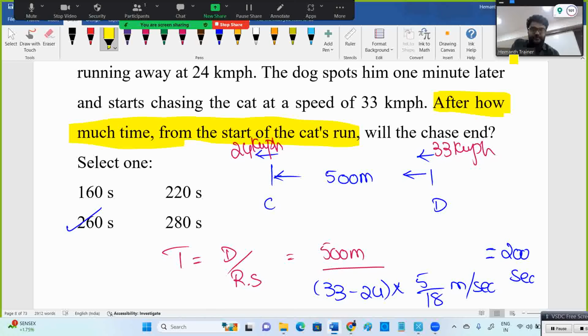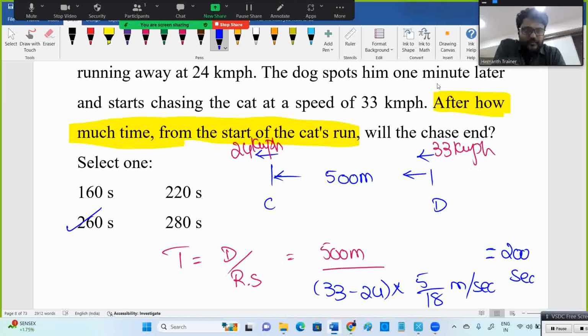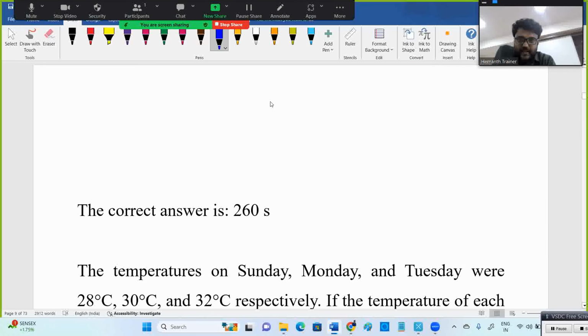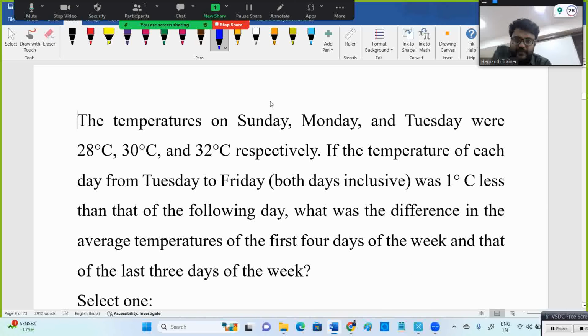Right. So the next one. Yeah, answer 260 seconds, that you know. Next, related to averages. Everyone try this question.